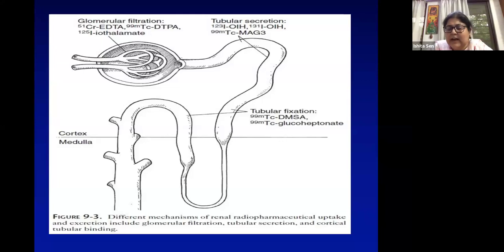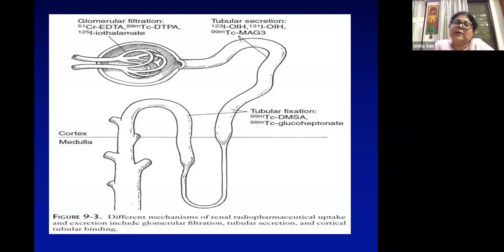Then you have agents which are very closely bound to the cortical proteins. These include DMSA and glucoheptonate. These are attached to the tubular proteins, and so you can have a better anatomical image of the kidney. So these are used for looking at scars. Looking at renal cortical scarring, or where you want a better morphological assessment, you use these agents. DMSA is the one most commonly used, and in the older days, we used to use glucoheptonate.